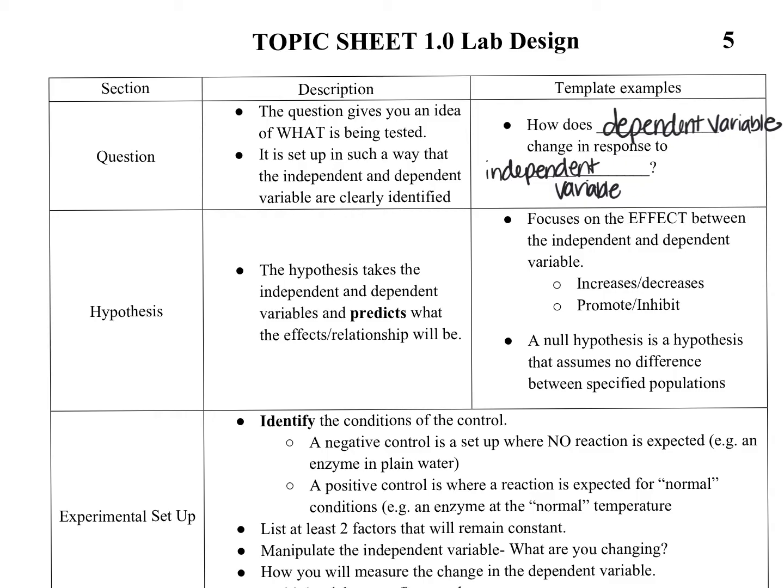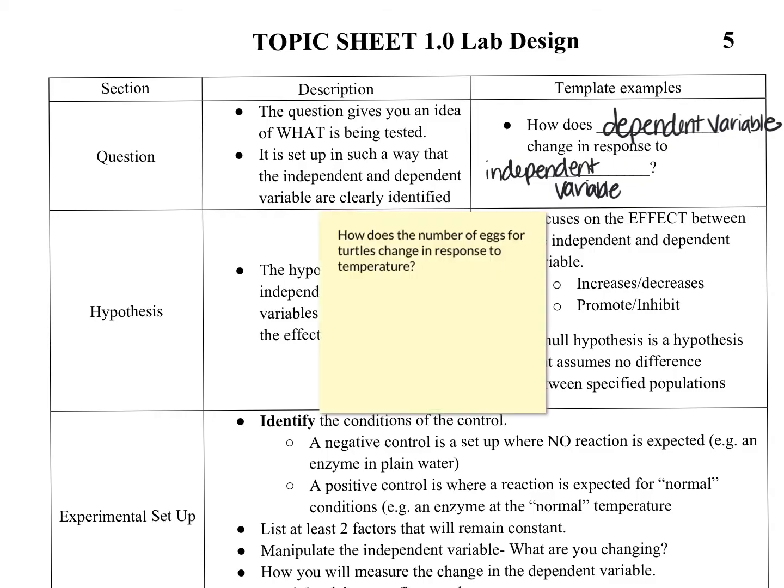So let's take a look at an example. So the question is, how does the number of eggs for turtles change in response to temperature? Based on this format, we can clearly see what the independent variable is going to be. So we're going to be changing the temperature that the turtles are living in. And in response, we want to see, does the number of eggs change for each turtle at the different temperatures?